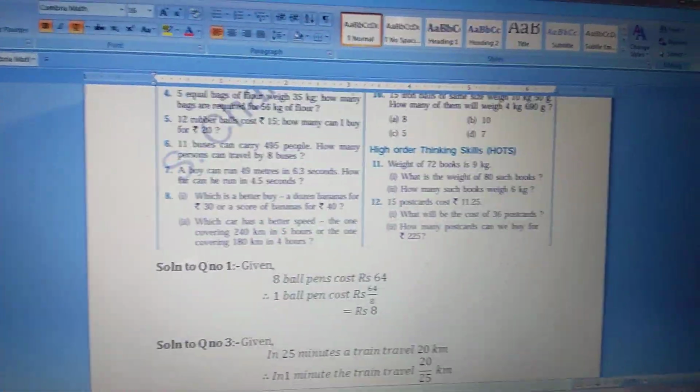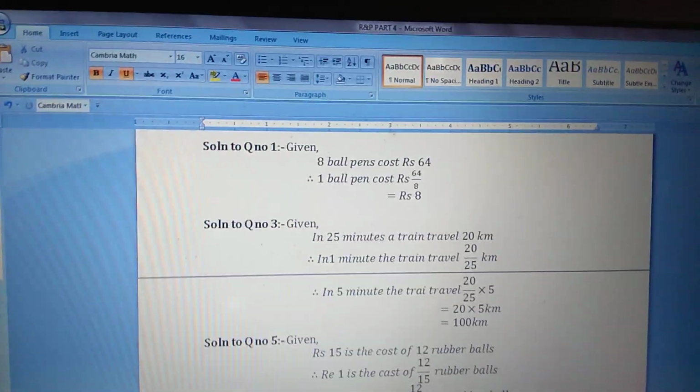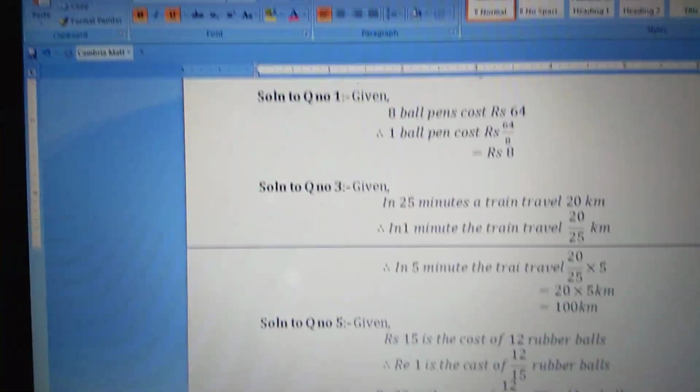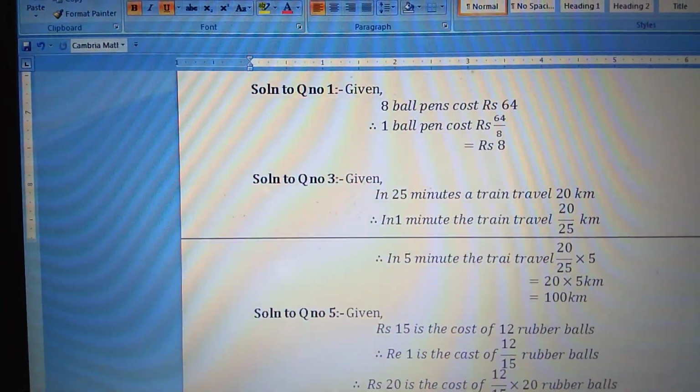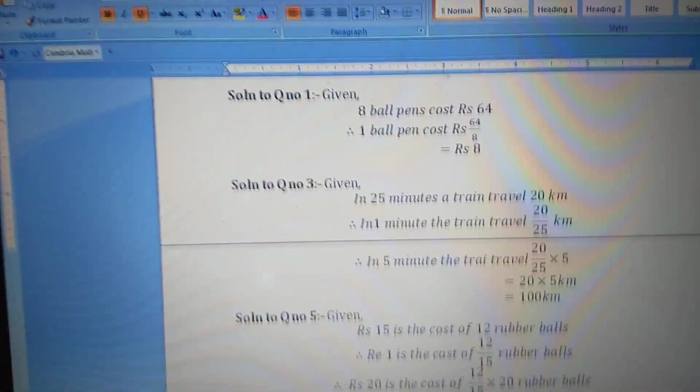I will read the question and I will explain it to you. So just have a look at question number 1. 8 ball pens cost rupees 64. What is the cost of one pen?